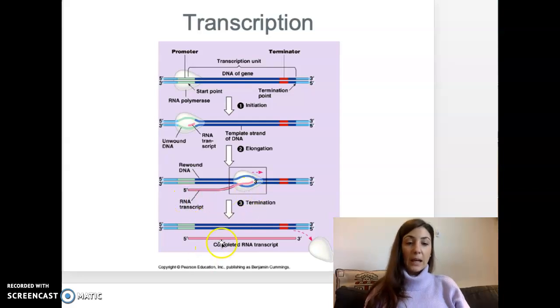At the end here, how does this stop? Elongation happens for a very long time until we reach a termination sequence. That is solely a poly-A tail. So many A's all in a row will indicate to RNA polymerase: stop. We're done with transcription, and RNA polymerase gets released into the cell, and the mRNA transcript gets released.